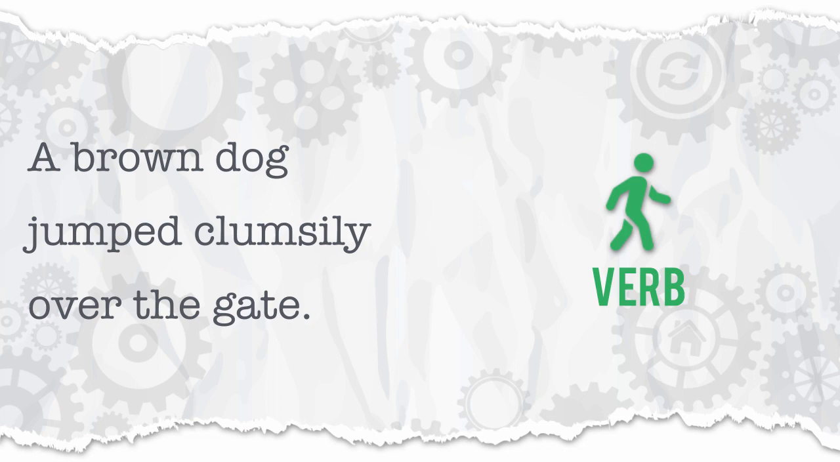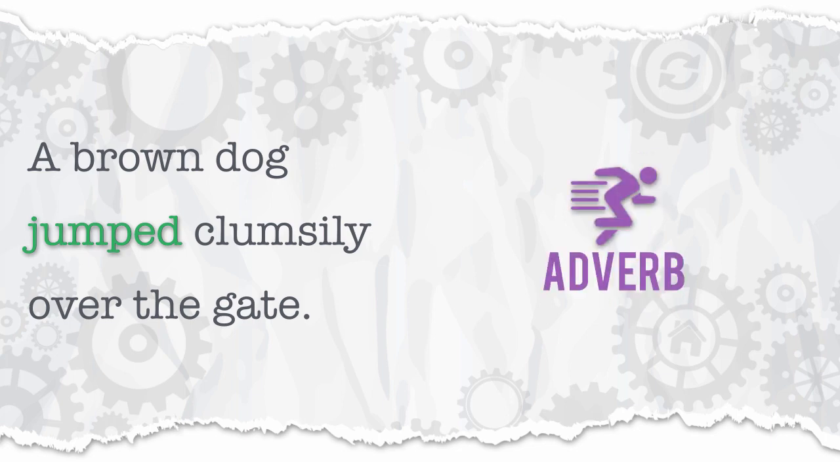Now what about the verbs in this sentence? Jumped. Jumped is the action taking place. That is the action verb. And what about the adverb in the sentence? The adverb, clumsily, describes how the dog jumped. He didn't jump boldly or nervously, he jumped clumsily.